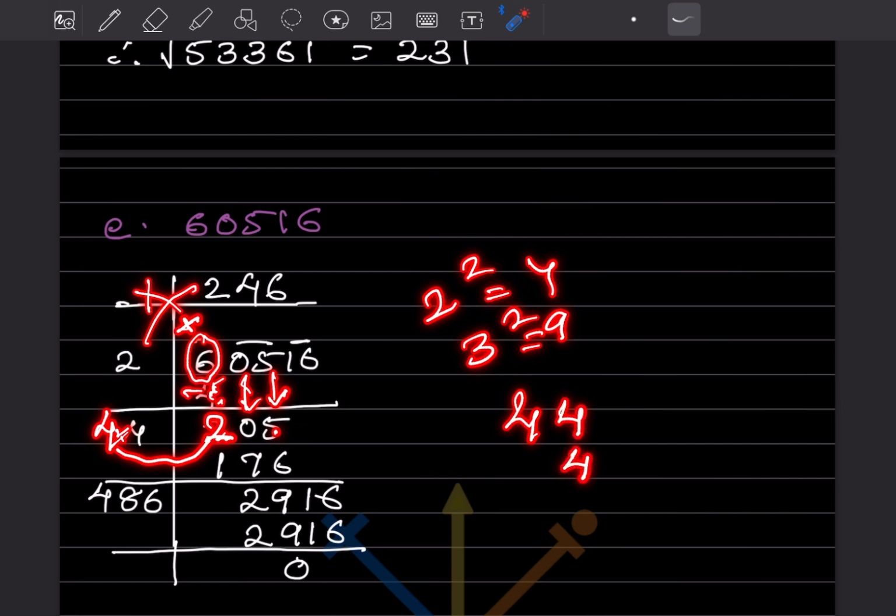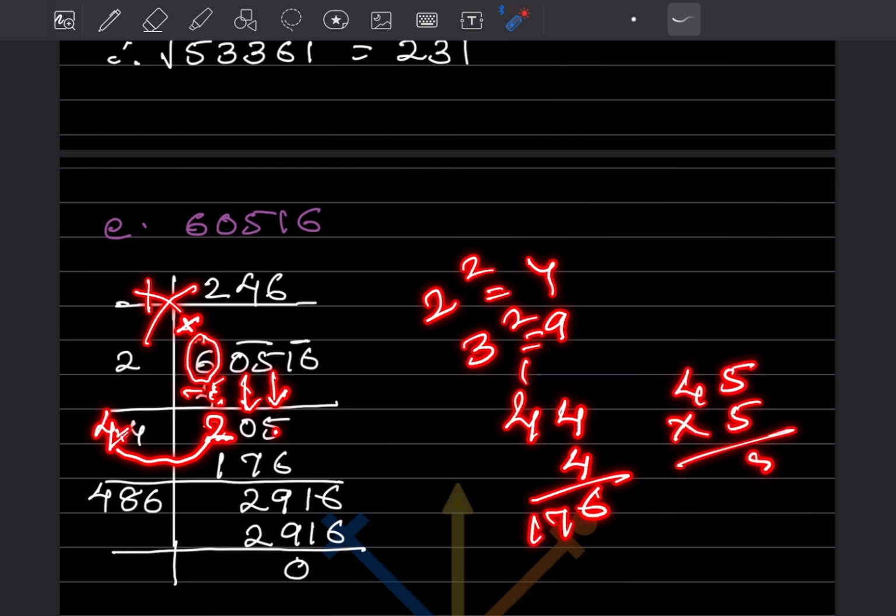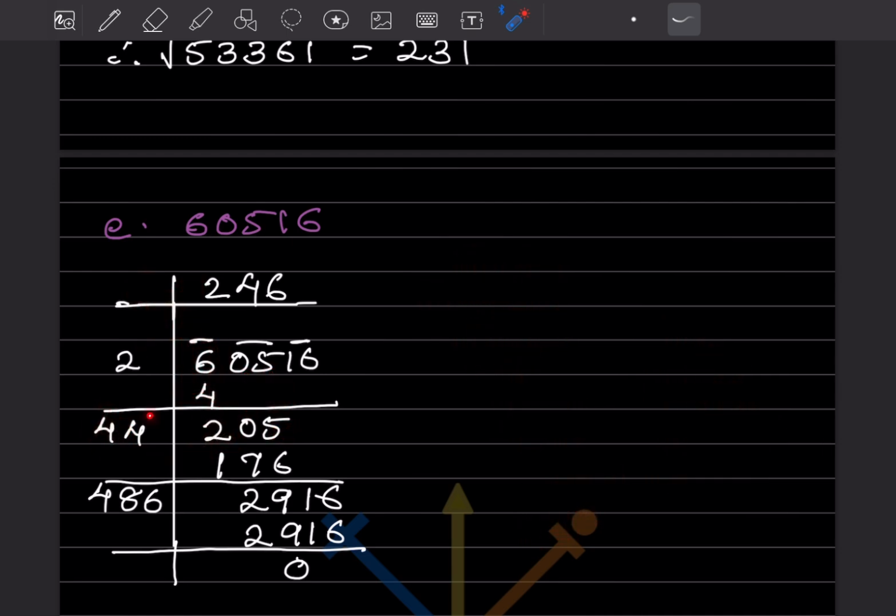That will be 176, because if you are taking 45 into 5, that is going to be 225, but this is 205. So now this is done. 44 into 4, that is going to be 176.